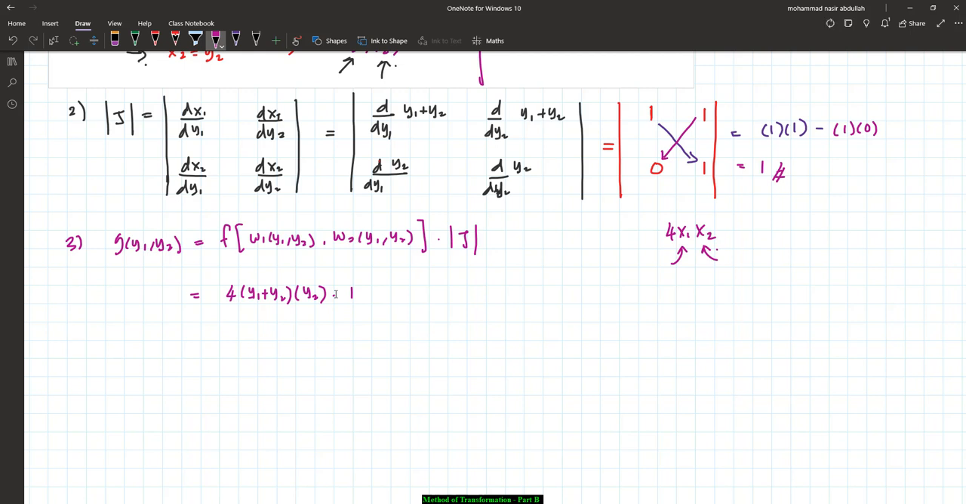So this one should be equal to, if you multiply, you become 4y1y2 plus 4y2 squared. It's the same, if we want to take out the 4, we can also, don't worry. So we take out the 4, the constant, y1y2 plus y2 squared, right? So this is our new joint probability function.